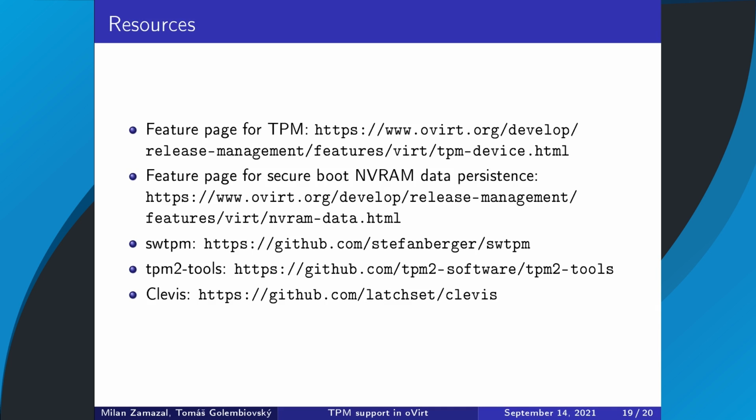Here you have some links to useful resources: links to feature pages for TPM and secure boot non-volatile memory. They contain a lot of technical details behind the decisions we made and how things are implemented. Software TPM emulator, used by QEMU to emulate TPM devices. tpm2-tools: these are command line tools that you can use on Unix systems to play with TPM in the guest OS from the command line. And finally, Clevis, which is a popular disk encryption helper for Linux, and it can also use TPM for managing its keys.